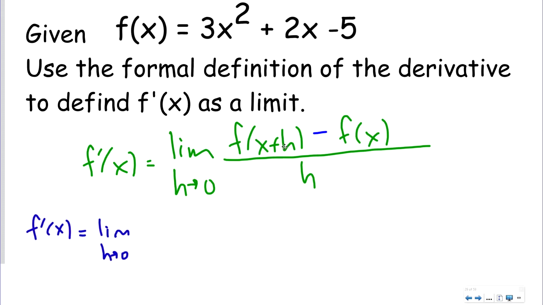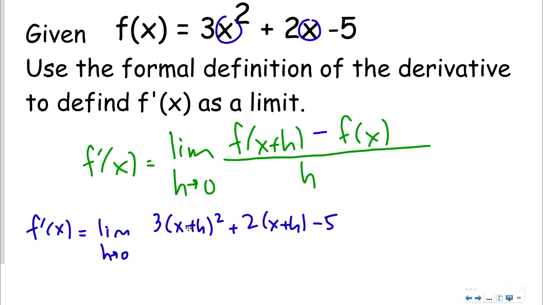Where it says f of x plus h, everywhere there's an x, I'm going to plug in x plus h. Now this 5 doesn't have an x, but I still have to write down the 5. So this will be 3 times (x plus h) quantity squared plus 2 times (x plus h) minus 5. I want to pause there.